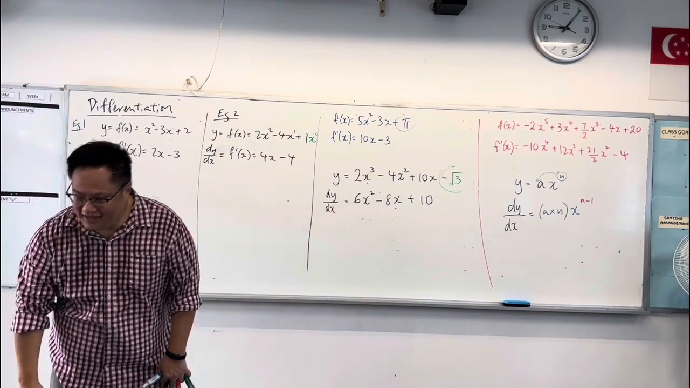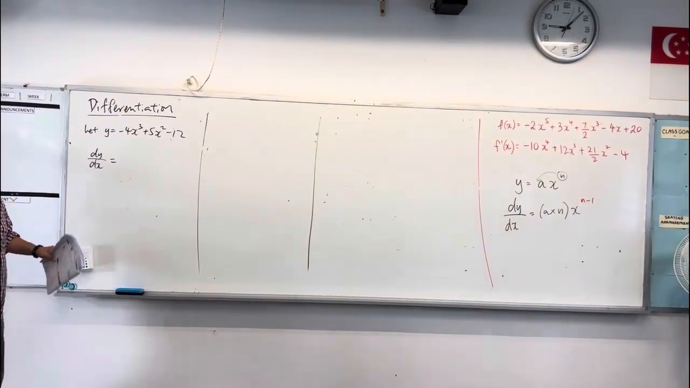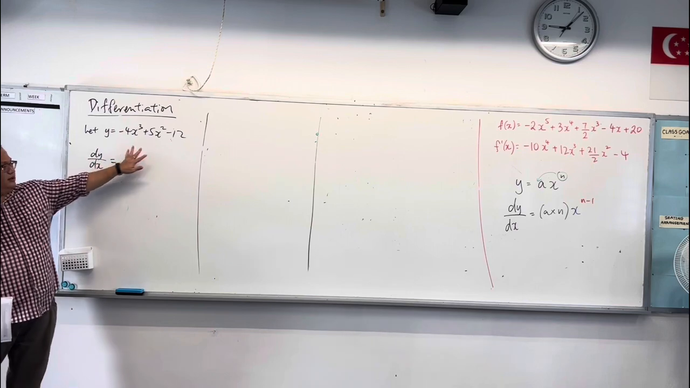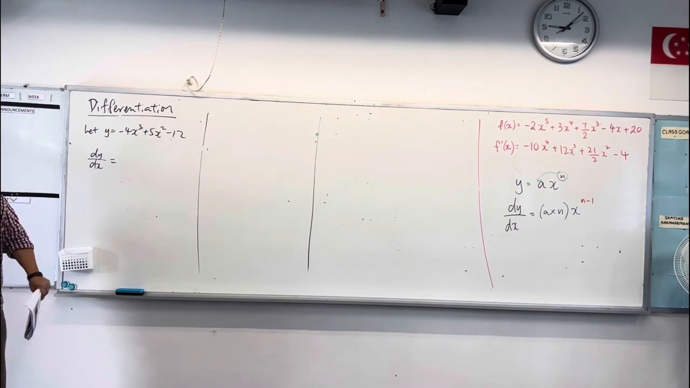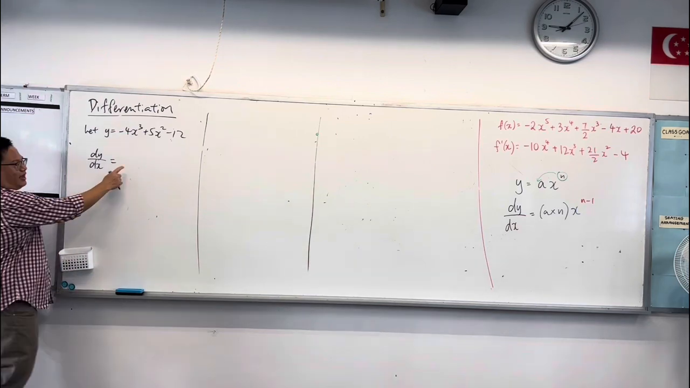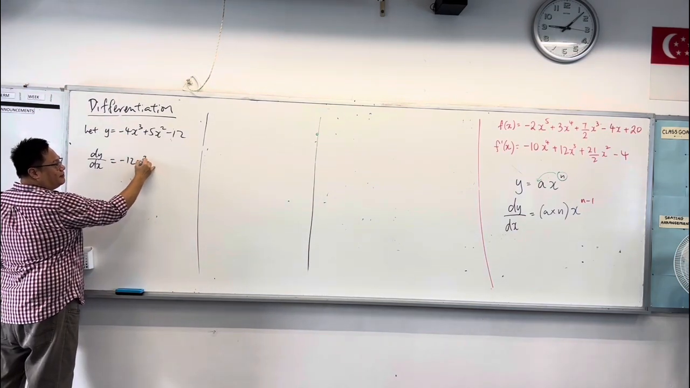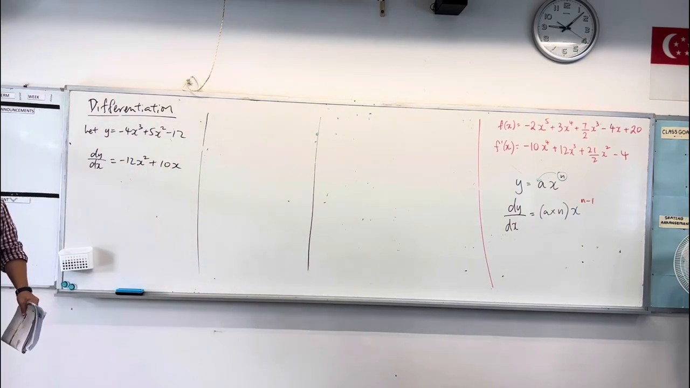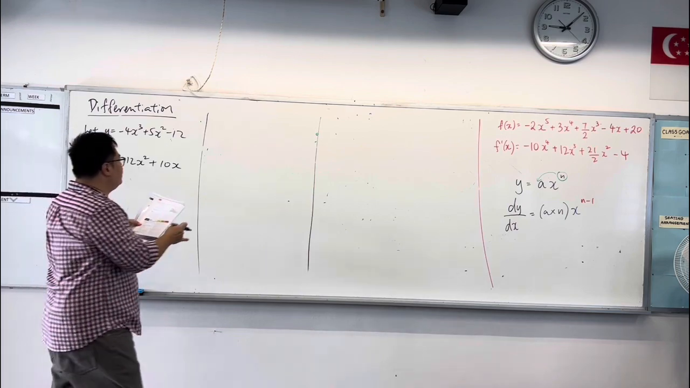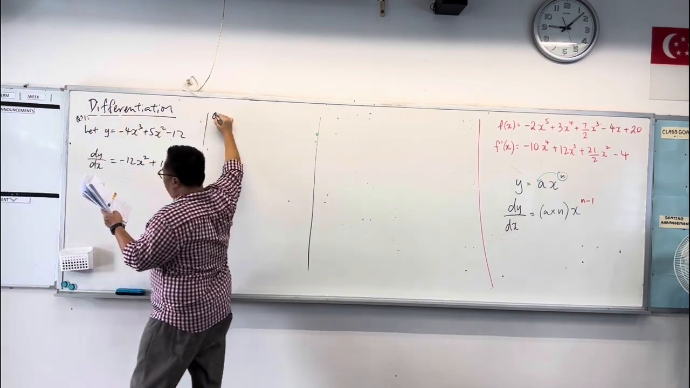Easy, huh? Okay, you can pause the video first. So let y equal to an expression, then we differentiate. Can we do it together? Just like I do right now, we do, go home, you do. What do I have? Negative 12x to the power of plus 10x. That's all. Is that okay? Simple, right? What if I give you another example? This is question 1. I give you one more.